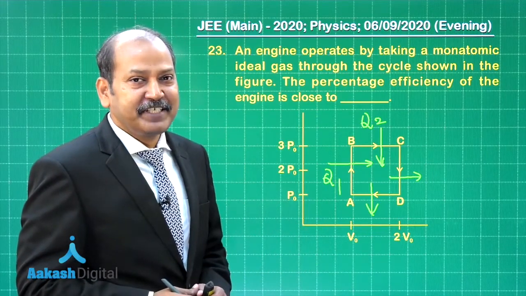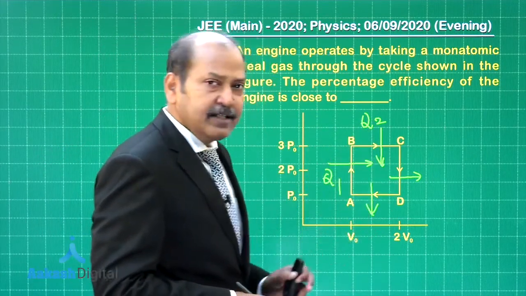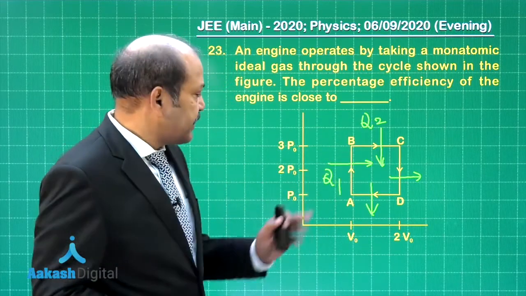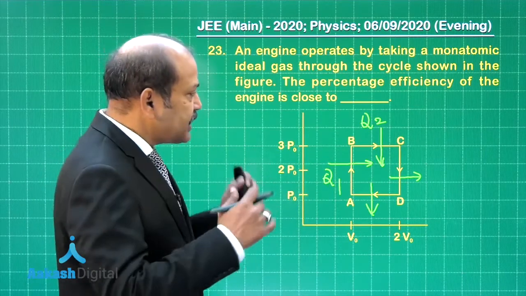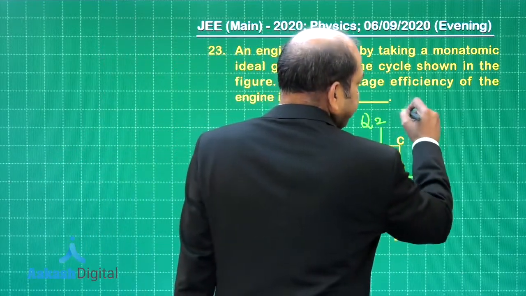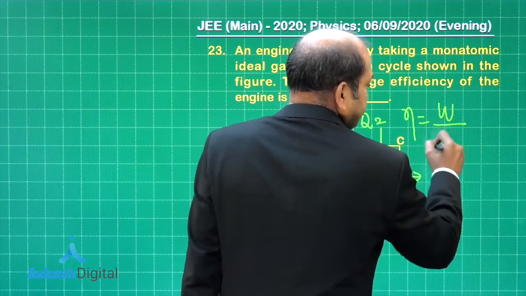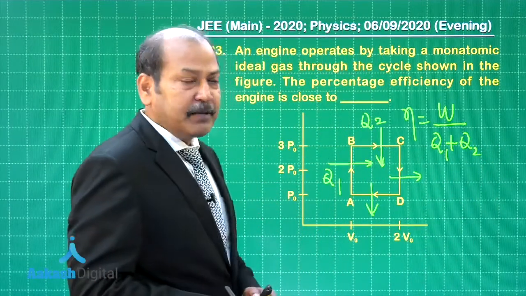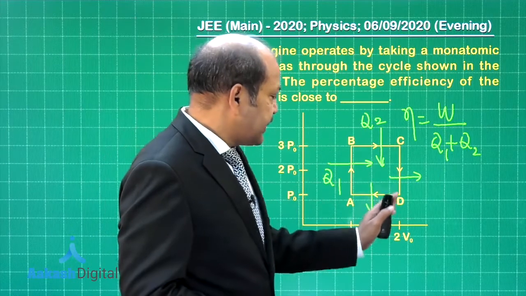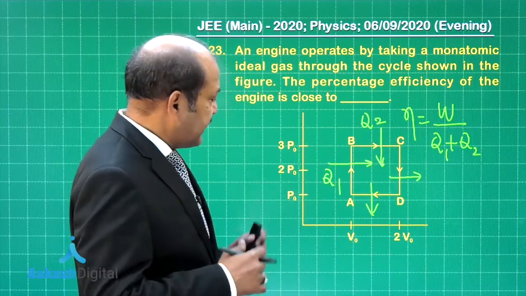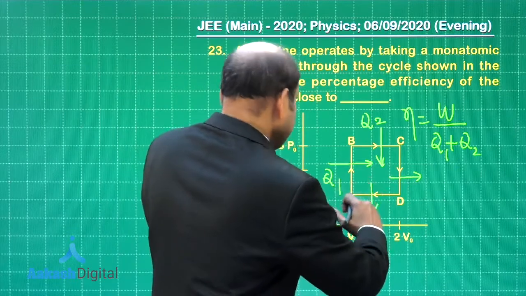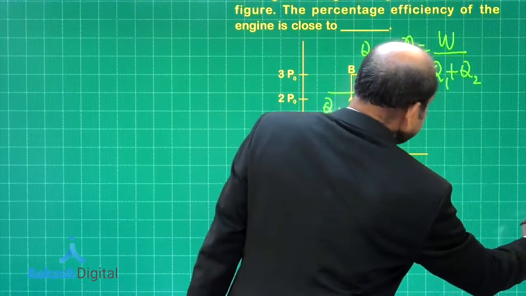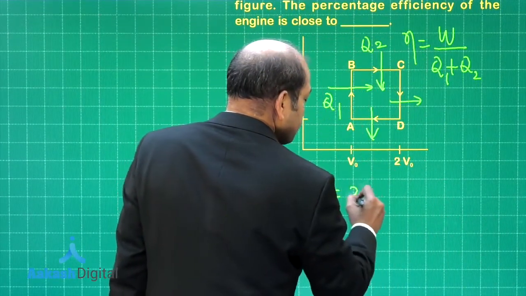So the expression for efficiency would be the total work done in the cycle divided by the heat absorbed in the two processes. That means efficiency is work done divided by Q1 plus Q2. What is the value of W, the work done? Well, that is the area of this rectangle, and the area would be V naught multiplied by 2 P naught. That means work done is 2 P naught V naught.